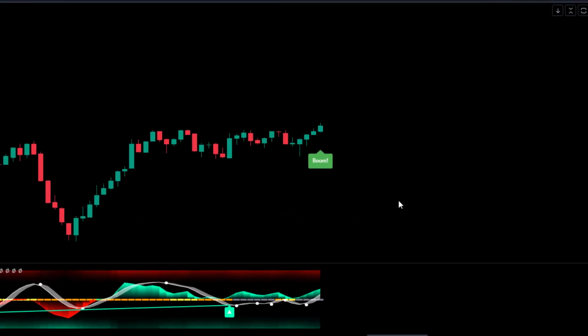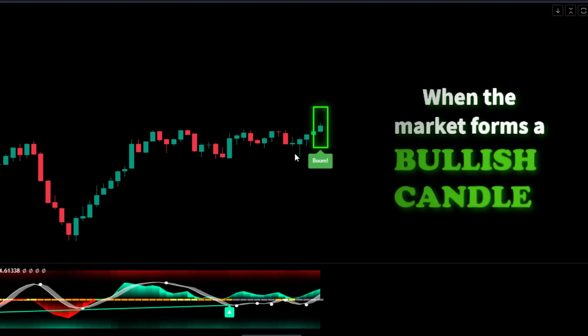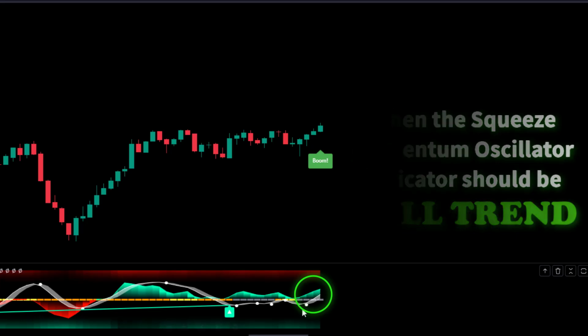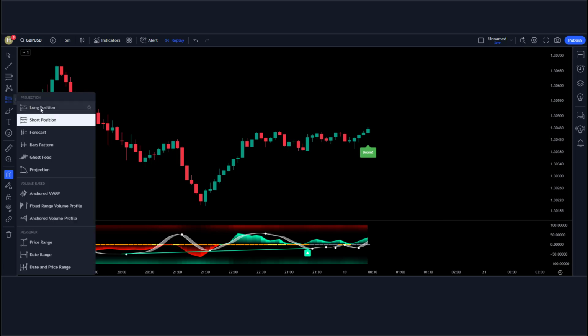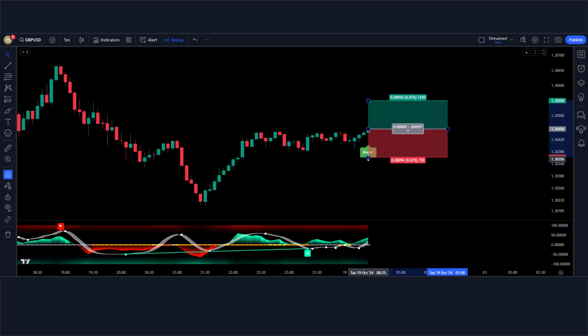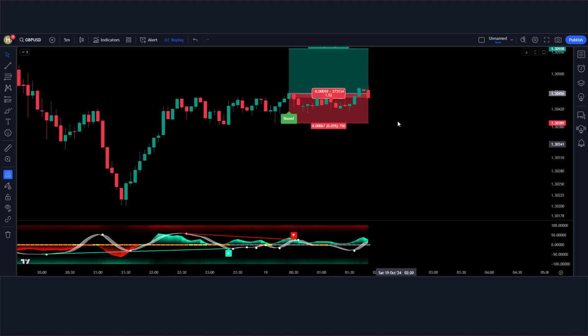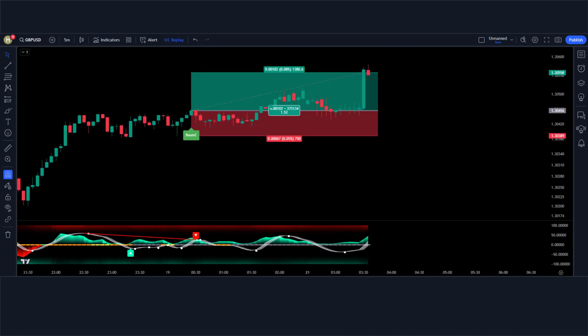Now, let's understand the concept where we will take buy and sell trades based on their conditions. When the boom and doom indicator has given us buy signals, when the market forms a bullish candle, and when the squeeze momentum oscillator indicator should be bull trend. If this condition is fulfilled, then we will place buy order. Our stop loss will be placed at the current market of lower level. And the risk to reward ratio will be 1:1.5. The market has completely hit the target.